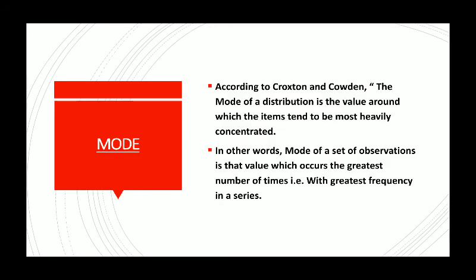Next, moving to mode. Yes, mode is a very simple kind of calculation. So according to Croxton and Cowden, mode of any distribution is that value around which the items tend to move very much, meaning it is heavily concentrated. In simple words, mode is that value of the variable which occurs the maximum number of times, and if it is frequency data, then that will have the highest frequency. And this is the property of mode, which can be used to calculate it very easily. You can understand this as you go through the methods.